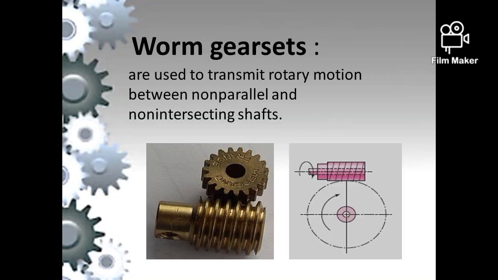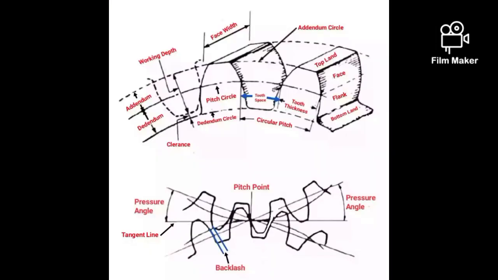Next, we shall see about worm gear sets. These worm gear sets are used to transmit rotary motion between non-parallel and non-intersecting shafts. The figure shows the worm and the worm gear setup. The figure shows the tooth of a gear.